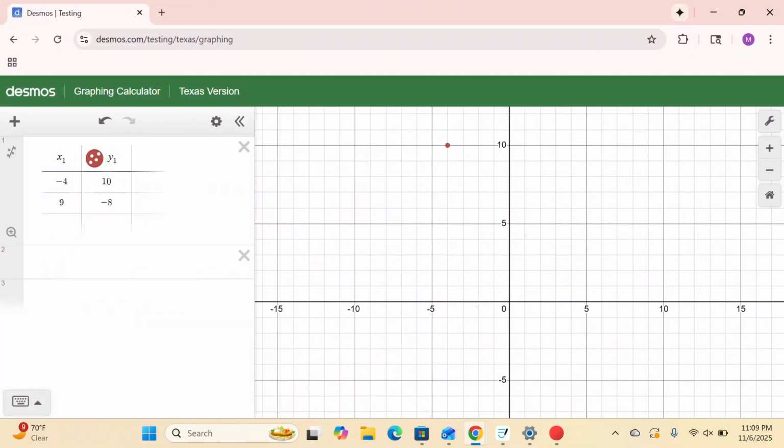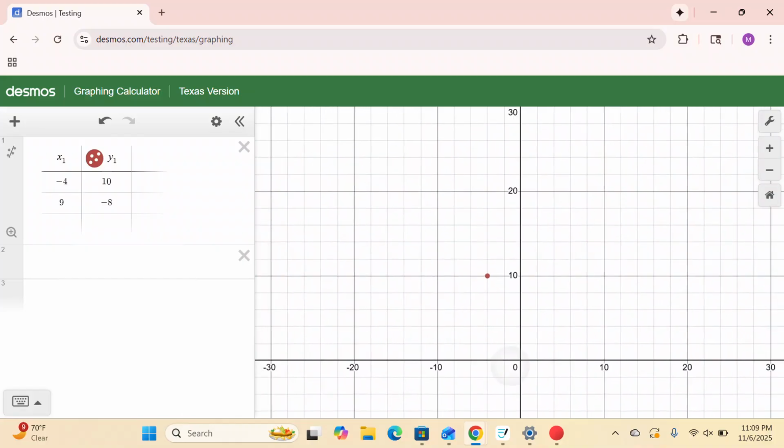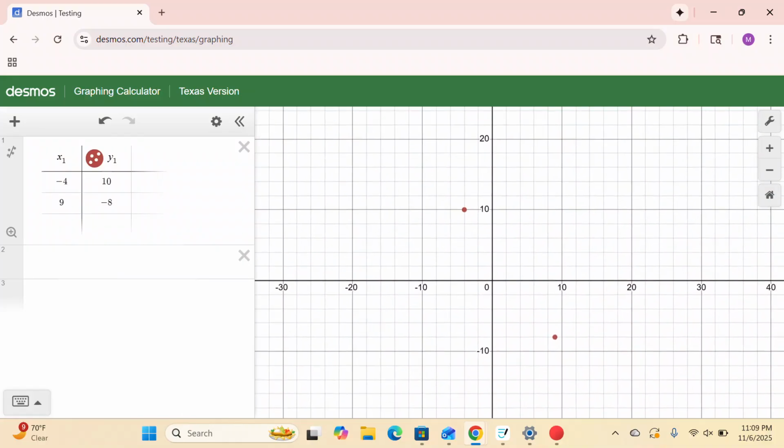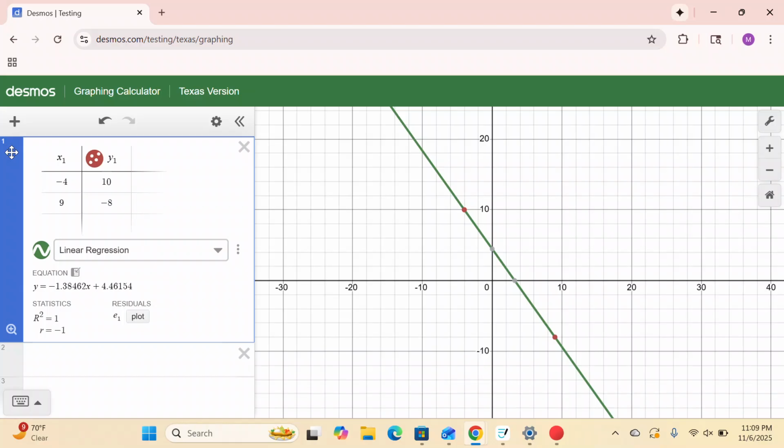So we have our 2 points, and there's 1 point, and there should be another point somewhere on the graph. So if I want to graph it, all I have to do is come over here, add my regression where my list is, and I add regression. I got my y equals negative 1.38462 x plus 4.46154.